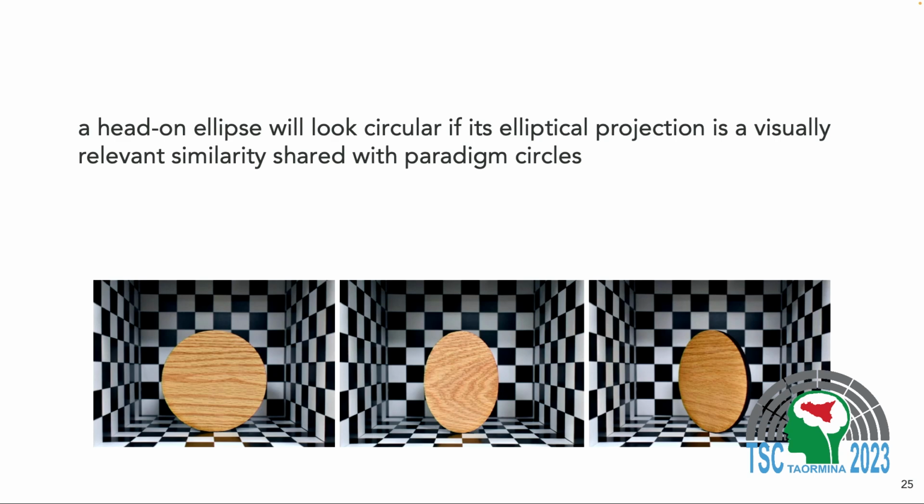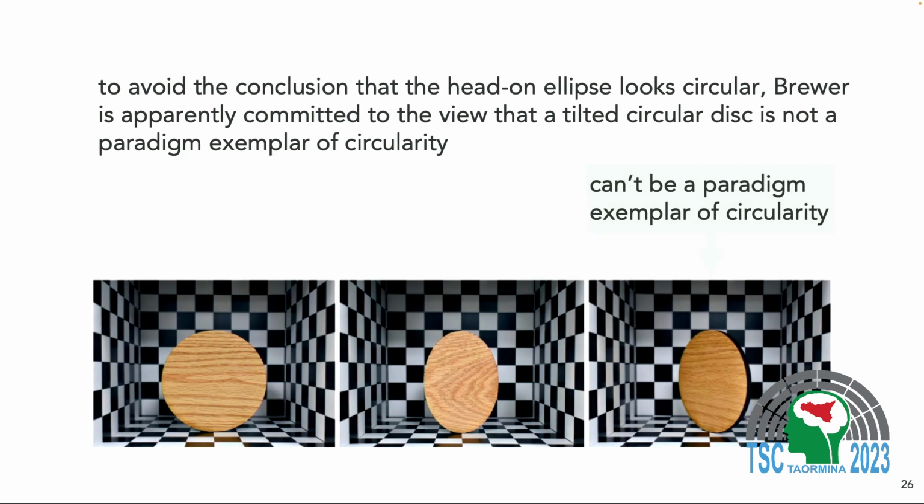So suppose the tilted disk on the right is a paradigm instance of circularity, a paradigm exemplar of circularity. If it is, then the head-on ellipse on Brewer's account is going to look circular, which it plainly doesn't. It's going to look circular because it has this visually relevant similarity with paradigm circles, namely an elliptical projection in the fronto-parallel plane. So to avoid the obviously wrong conclusion that the head-on ellipse looks circular, Brewer is apparently committed to the view, given what he said about visual similarities, that a tilted circular disk is not a paradigm exemplar of circularity.